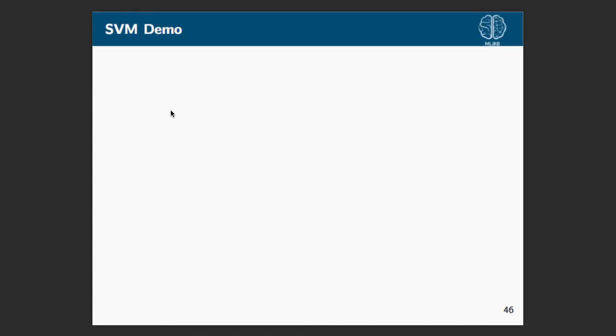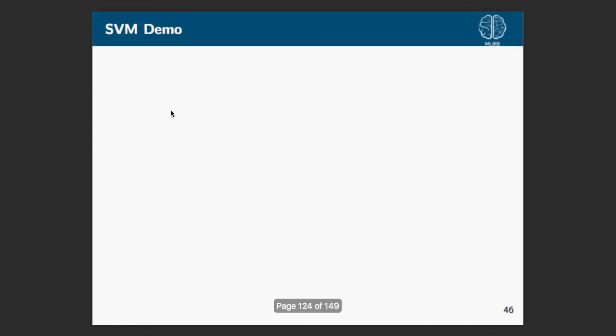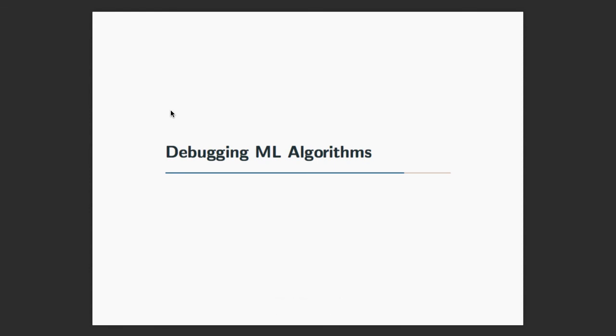Okay, so yeah, we did the SVM demo. Okay, cool. Now we're just going to talk about, generally, ML algorithms and how to debug them. So any questions on SVM so far? Okay, cool.